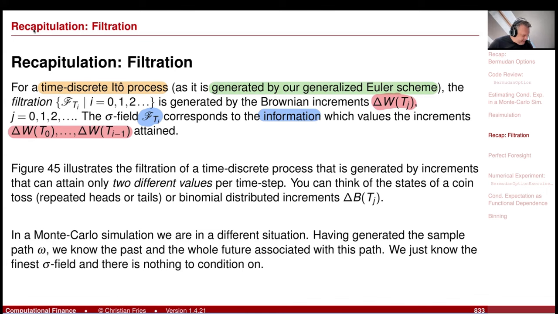To illustrate this, I have a very nice figure here, on the next slides. Let me illustrate this with, instead of a Brownian increment, some increment that can take only 2 values. For example, you flip a coin, which has heads or tails, or like we also had in another session, a binomial distributed increment, say a delta B. So instead of a Brownian increment that has a normal distributed outcome, I now have a binomial distributed outcome, so +1 or -1 with probability 1/2, or heads or tails with probability 1/2.